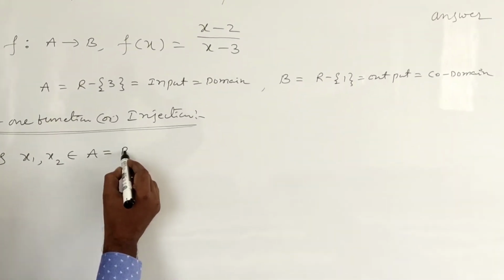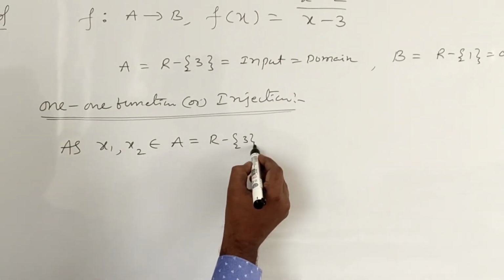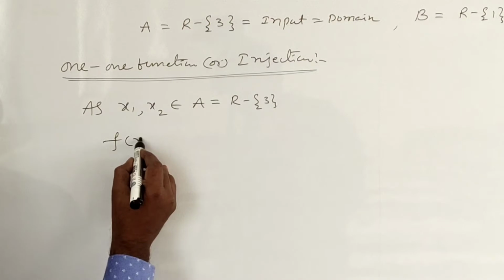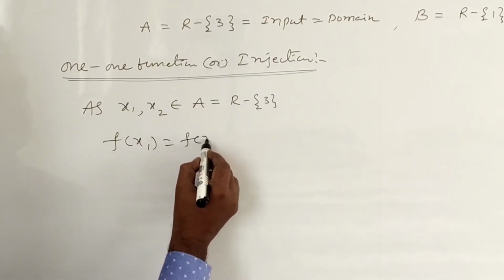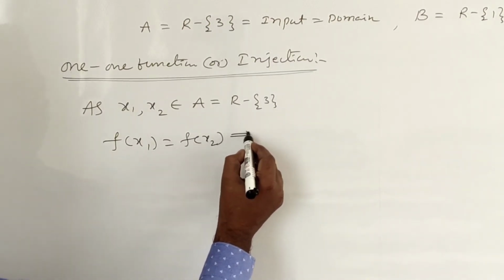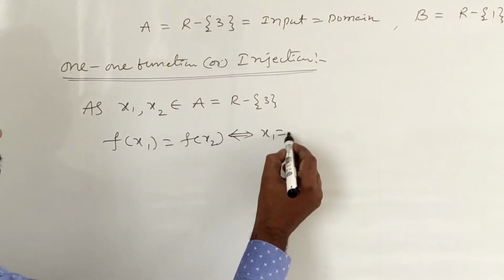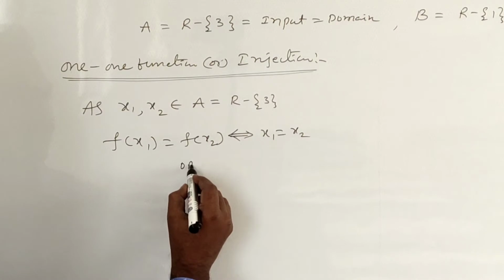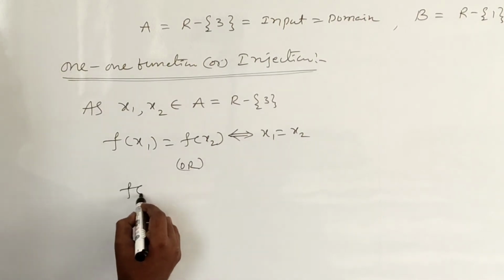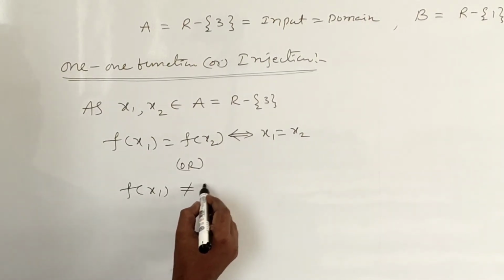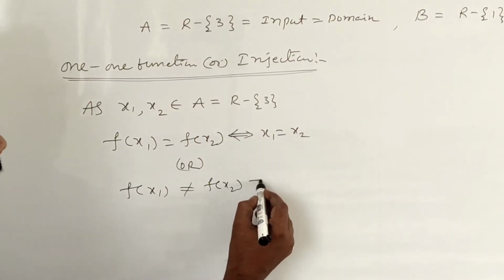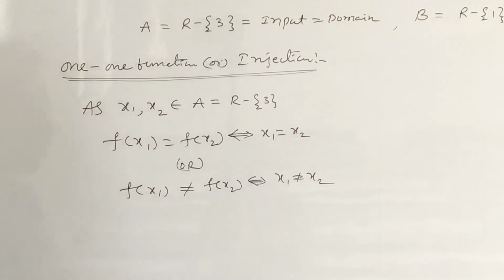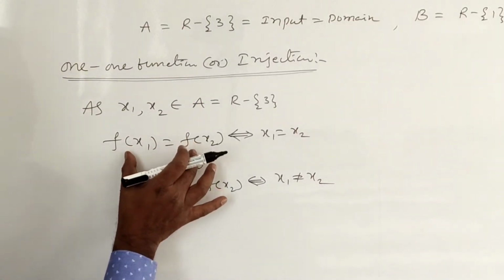That is nothing but all real numbers except 3. You have to prove that f of x1 is equal to f of x2 implies x1 is equal to x2. You can prove it in this condition, or in the other condition I also told: f of x1 is not equal to f of x2 implies x1 is not equal to x2. So now I will use this condition.